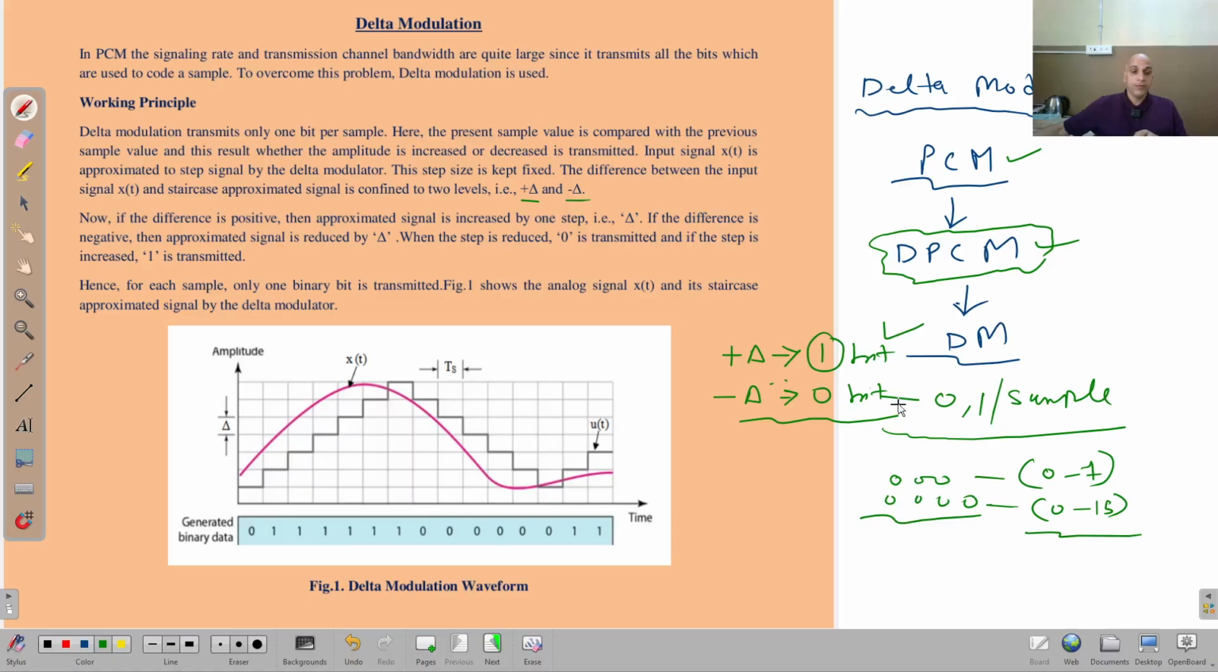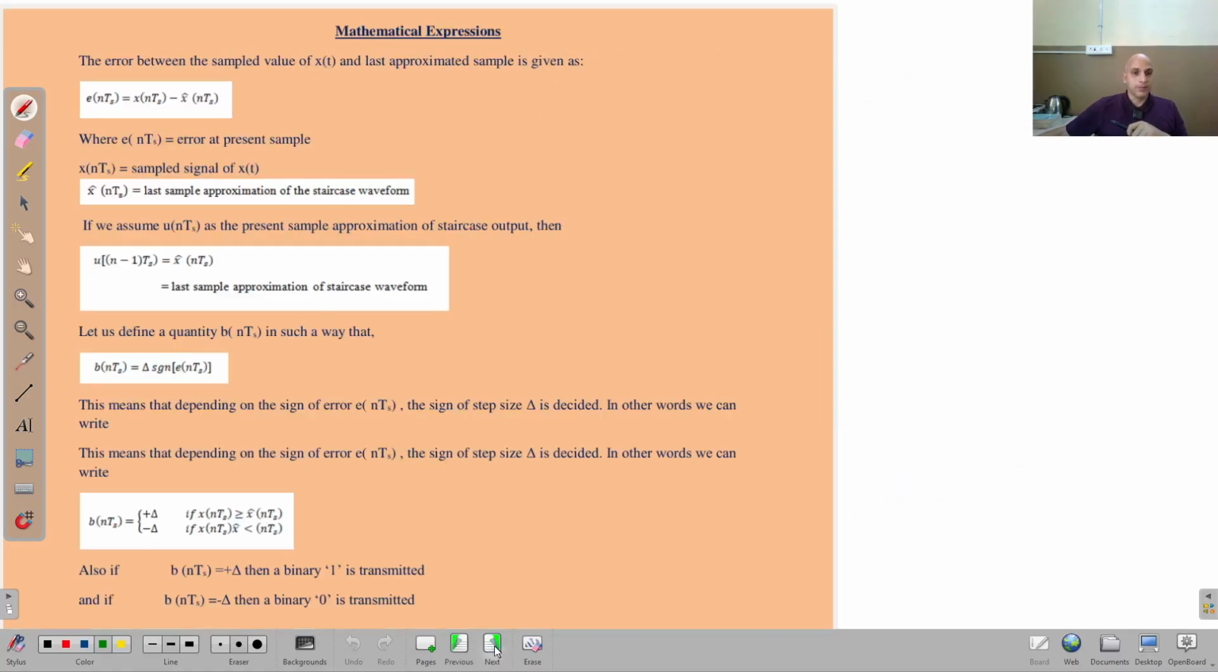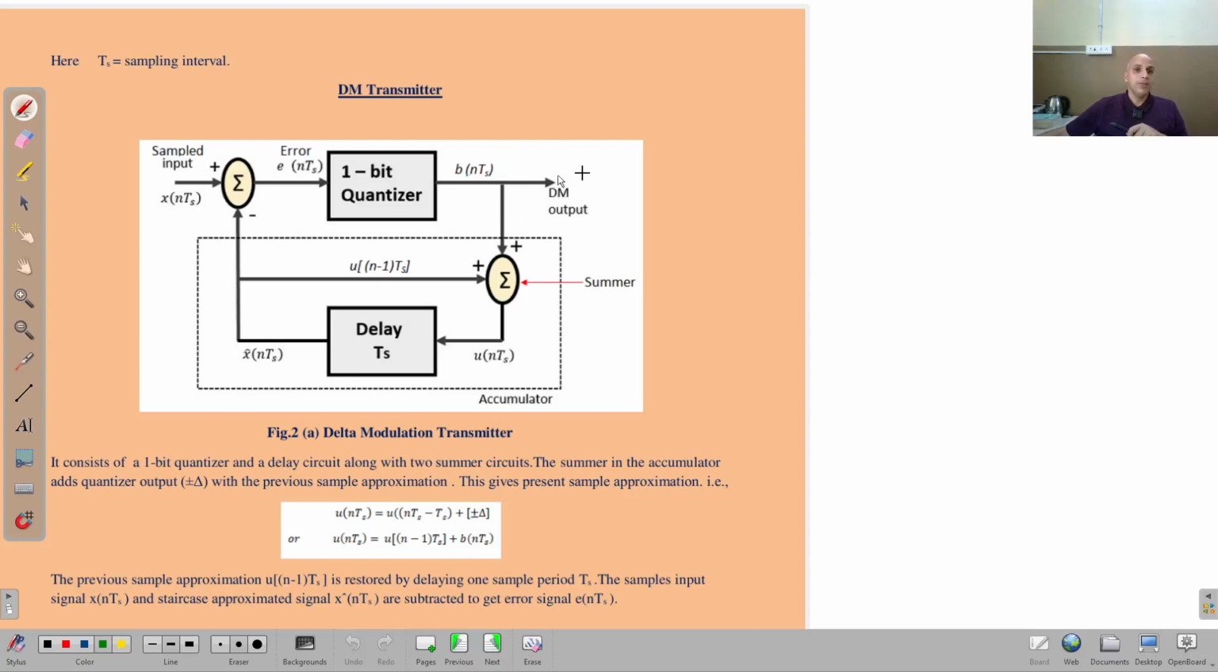You can see the graph here. It is the DM modulated waveform. But before going to this waveform, I want to show you the schematic diagram of this entire procedure. You can see here, this is the DM transmitter. The main components of the DM transmitter include a 1 bit quantizer. I told you it is going to encode a sample by 1 bit, either 0 or 1. That's why it is called a 1 bit quantizer.